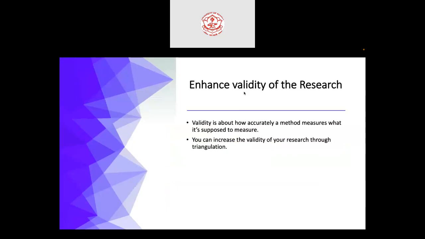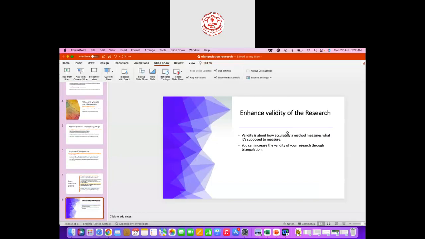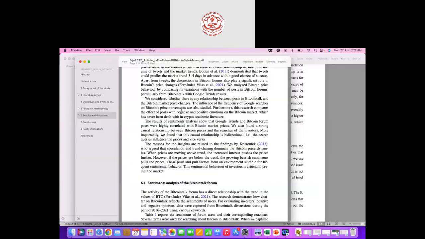And the last one is to enhance the validity of the research. Validity is about how accurately a method measures what it is supposed to measure. So the validity of the research is improved through this triangulation research. I said I will show you one paper written by us using the triangulation approach. So this is the paper.